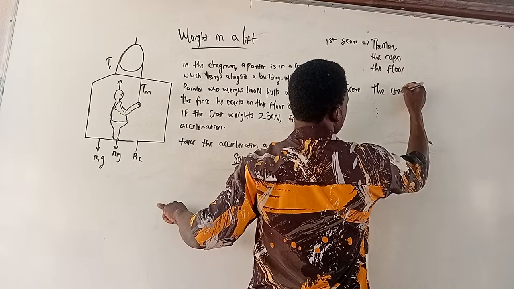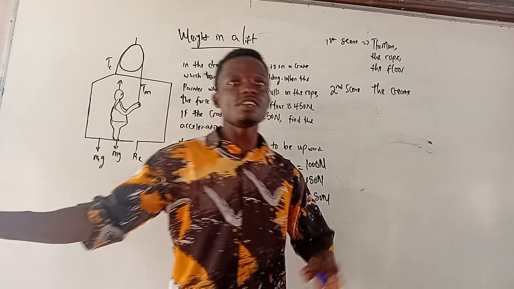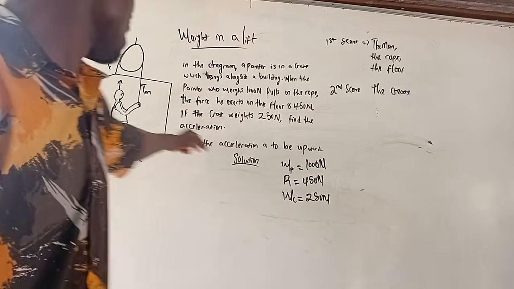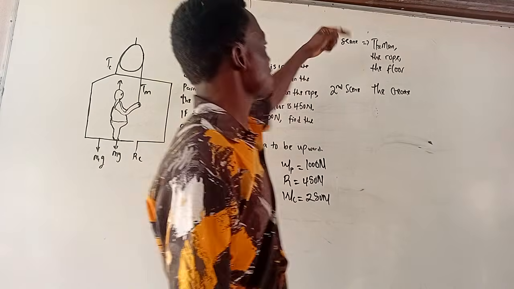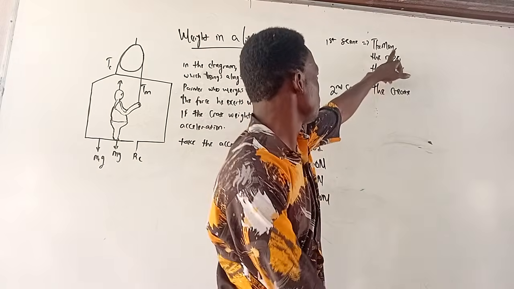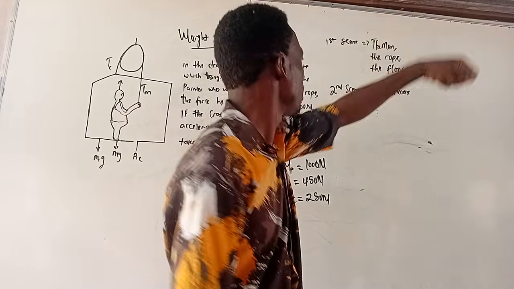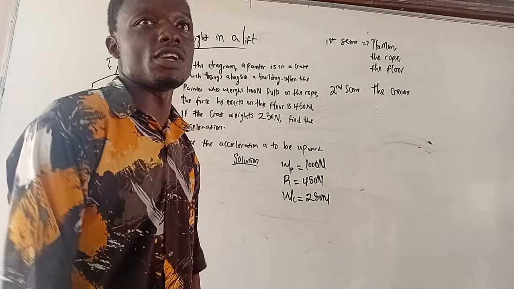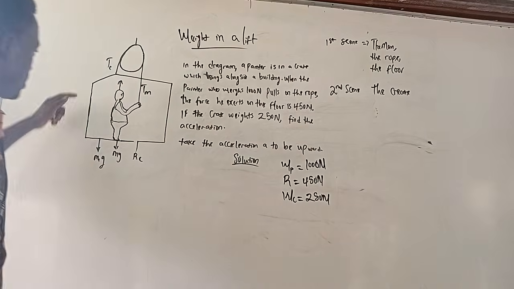The crate, you know we are given two different weights: the weight of the man and the weight of the crate. So the first thing deals with the man. What are the other forces attached to the man? It is the rope, because the man is holding on to the rope, and the floor, because the man is standing on the floor. The floor is the crate itself.